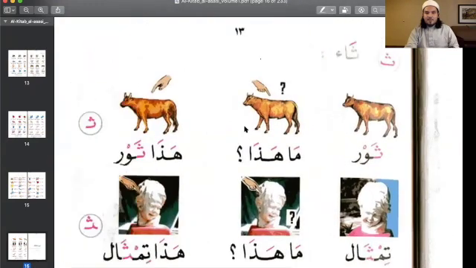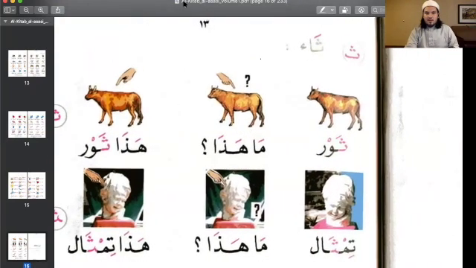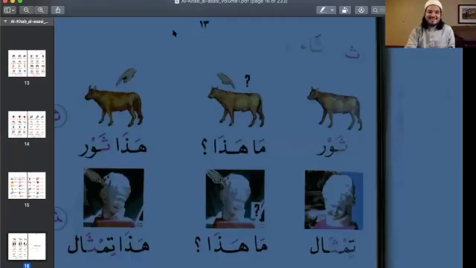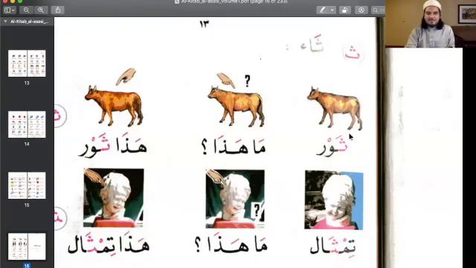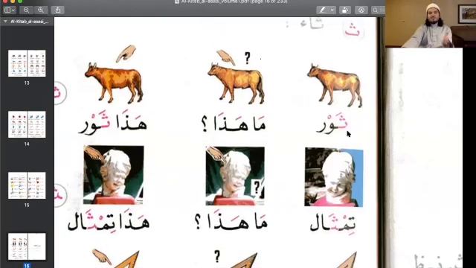All right. So I'm going to try to go down this list in order. Computer, okay. الثور, right? And then ما هذا, هذا ثور. Good. So right here, ما هذا, what does this mean? What's that? What is that? What is this?